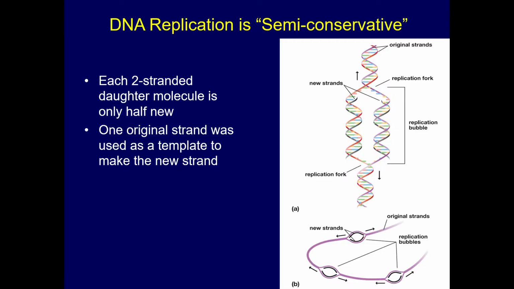Now, DNA replication is what's known as semi-conservative, right? That means each new molecule is only going to be half new. There's going to be one strand with the original material and the other strand new, so it's not always completely new.